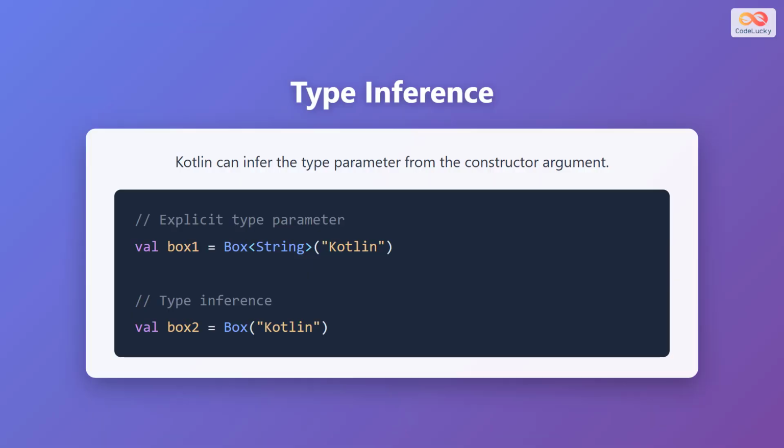Kotlin makes generics even easier with type inference. You can explicitly specify the type parameter in angle brackets, like Box<String>, and pass "Kotlin". However, Kotlin is smart enough to infer the type from the constructor argument. So you can simply write Box and pass "Kotlin" without the angle brackets, and Kotlin automatically figures out that it's a Box of String. This makes your code more concise while maintaining full type safety.